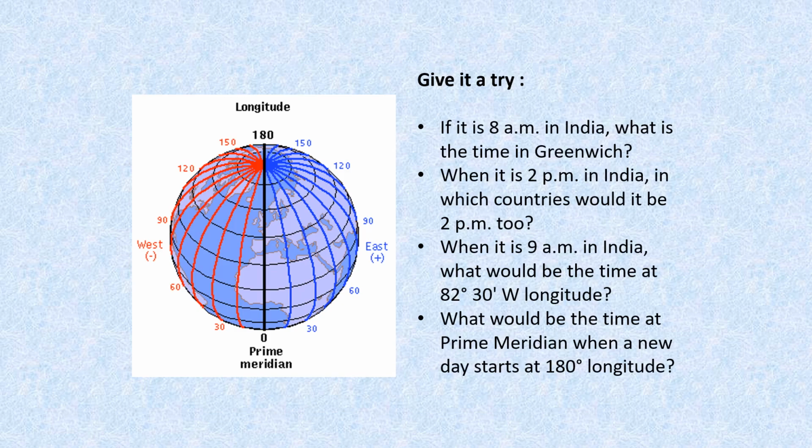Now, there are some questions for you. First question, if it is 8 a.m. in India, what is the time in Greenwich? The answer: India is 5 hours 30 minutes ahead of Greenwich, that is GMT. If it is 8 a.m. in India, then the time at Greenwich will be 5 hours 30 minutes behind India, as Greenwich lies to the west of India. So the time at Greenwich will be 2:30 a.m.